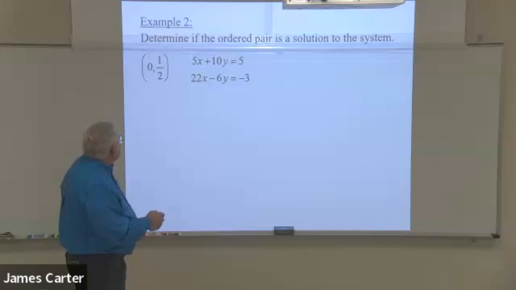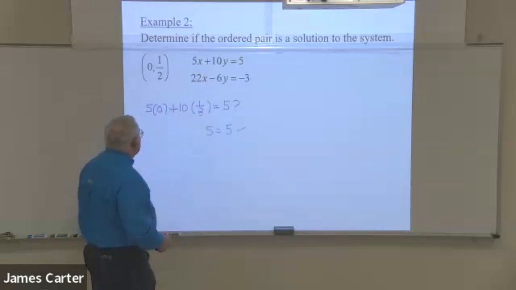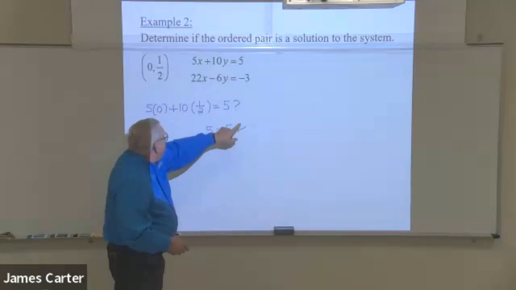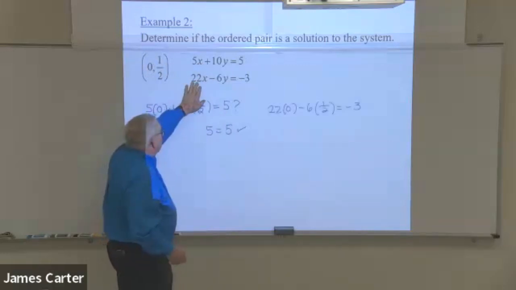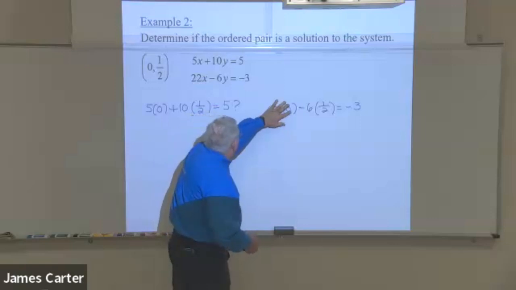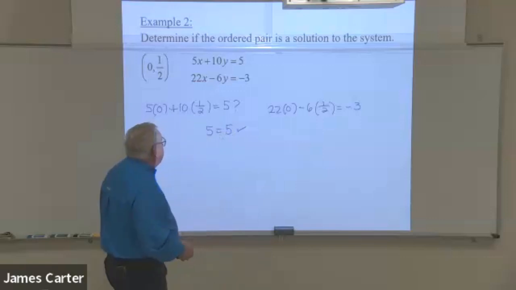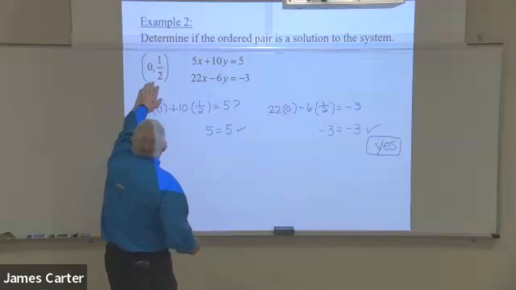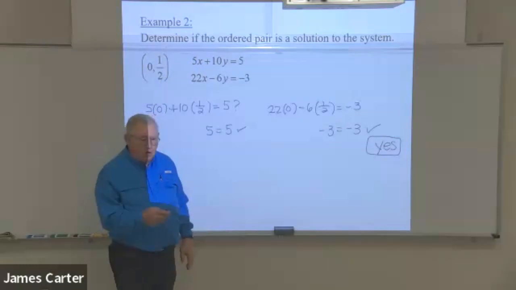Here's another, a little bit more complicated point. In this case, we're first going to substitute into the first equation the 0, the 1/2. We simplify that a little bit. This wipes out. Half of 10 is 5. 5 equals 5. This point checks for that equation. For the second equation, we put in the 0. That wipes out. We put in the 1/2. And half of 6 is 3 and negative in front of that. So yes, it does check. So that means that this is actually the point of intersection where these two lines would cross.